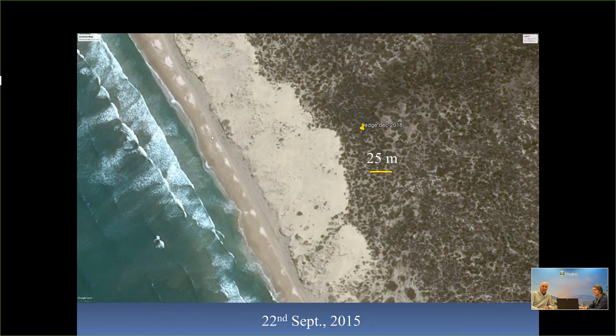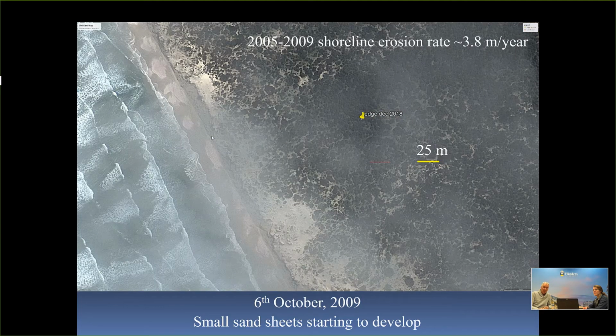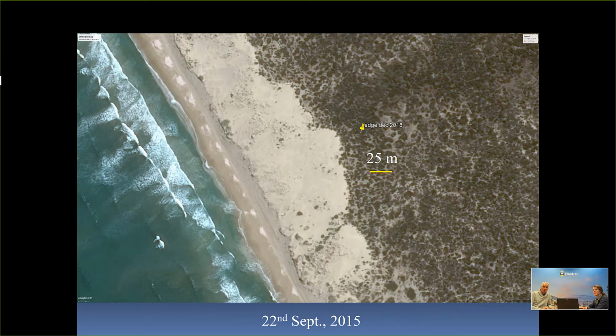By 2015, the next image, you can see we have utterly changed from this to now developing a small transgressive dunefield or dune sheet, because there's not much dunes on here yet, so it's technically a dune sheet. The cliff, the scarp, has retreated somewhat, and all of that sand has now been blown across the back, and a parabolic dune here has developed far more than in the previous picture. And we're seeing a shoreline erosion rate between 2009 and 2015 of about 2.5 metres per year.